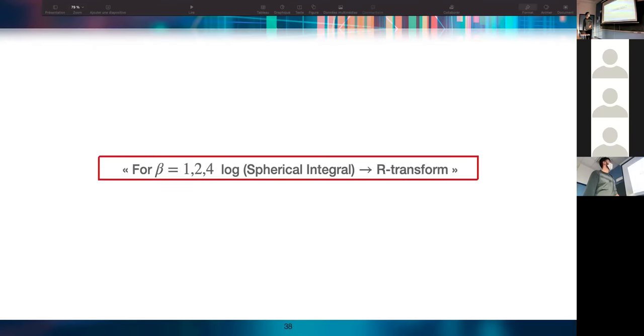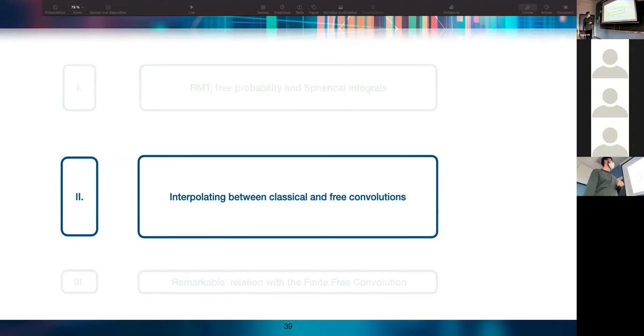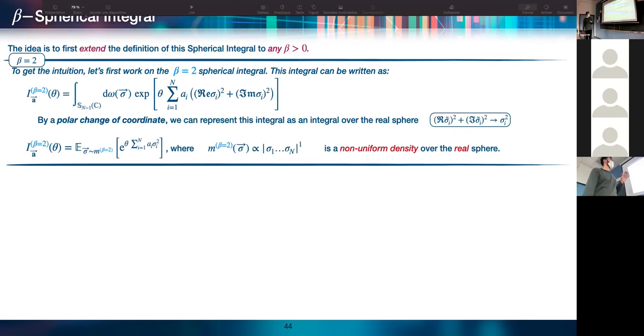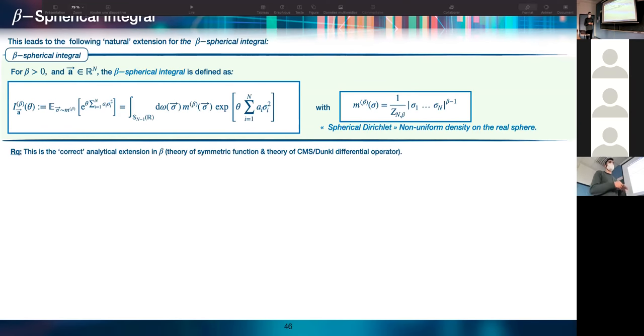Okay, but this is only defined for beta equal 1 to 4 because we have random matrices, and we can define what a real symmetric random matrix is, what a Hermitian random matrix is, and so on. And now what I ask is what is the correct way to extend this notion to every beta. So this may seem odd at first, but I give you some heuristic arguments on what the final formula is going to be. And then I say that's the correct formula, and there are different reasons why it's the correct one, and it stems from the theory of symmetric functions.